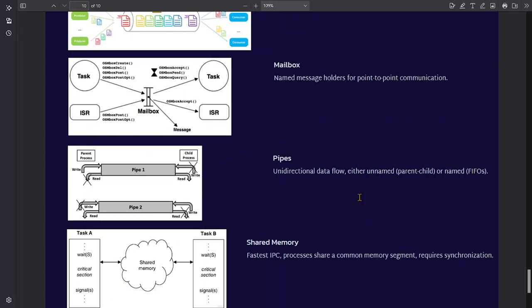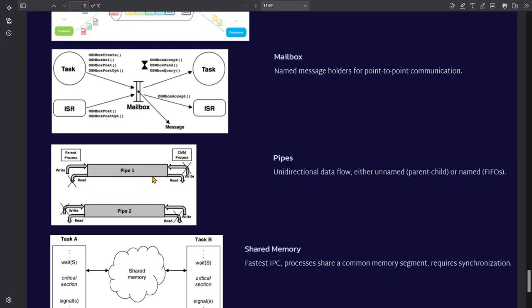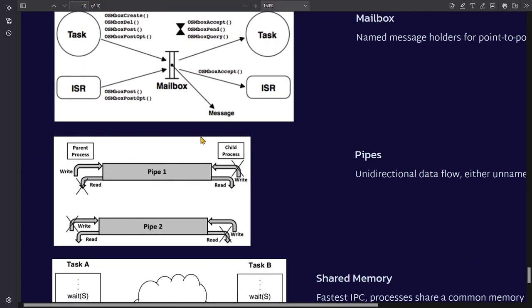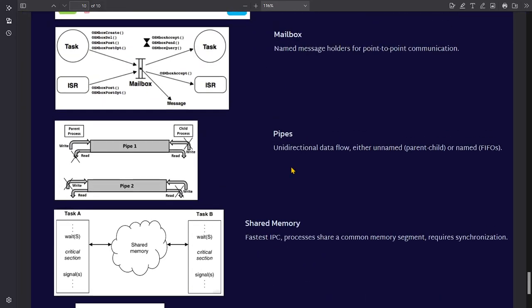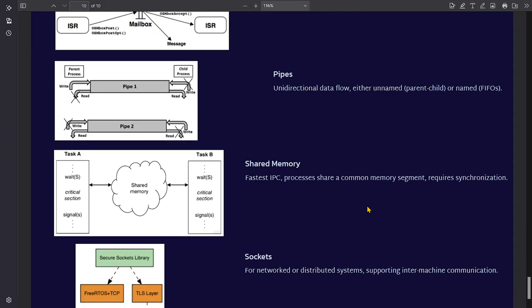Moving on to pipes. Pipes are unidirectional and useful for simple parent-child communication. Like it is mentioned over here, parent-child, simple write and read operations. A child cannot write while the parent is writing, and the parent cannot read while the child is reading. Simple and unidirectional, or you can say it follows a FIFO type structure.